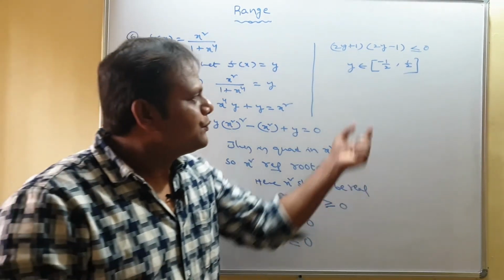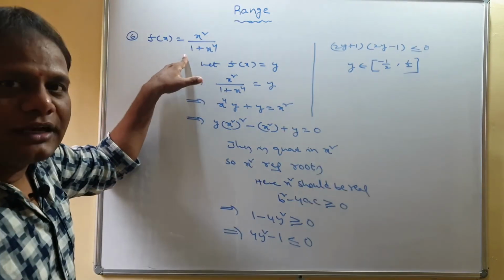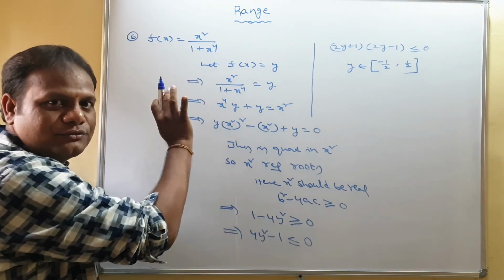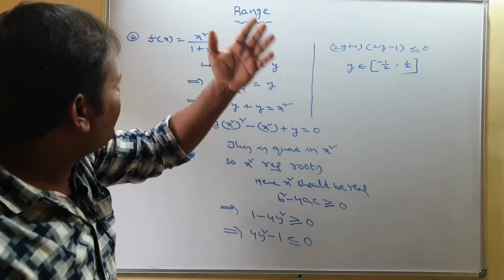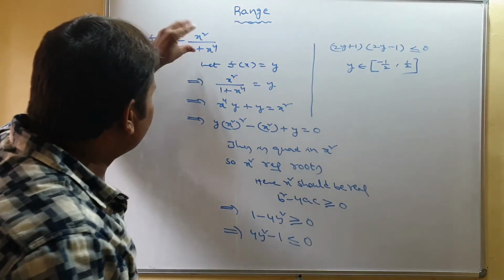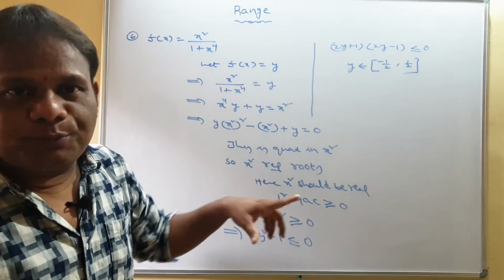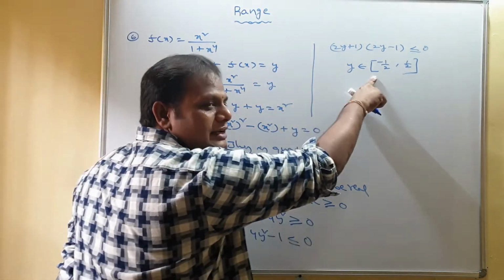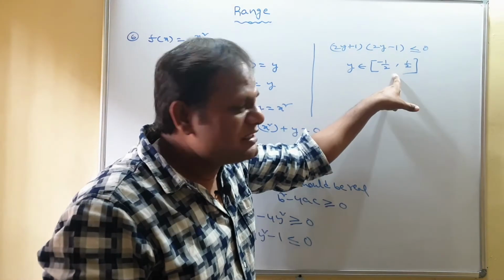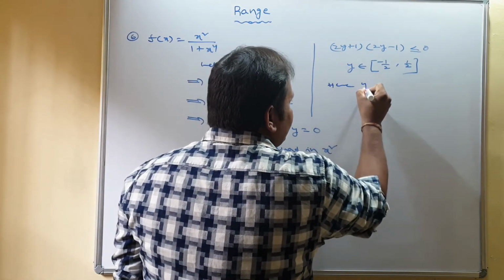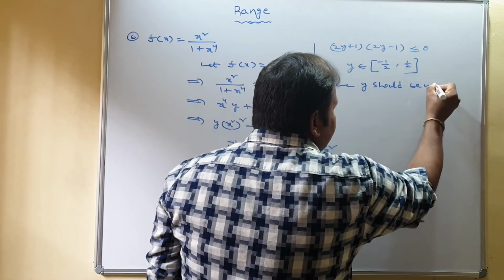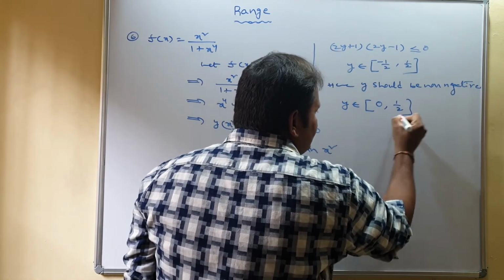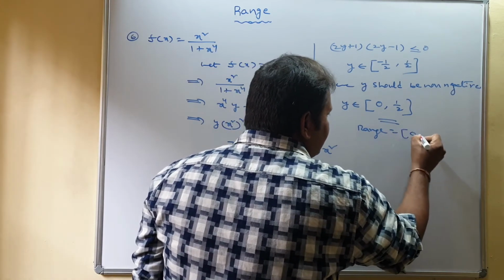But before deciding it is the range, observe this function. x square is never negative, x power 4 is never negative, 1 is positive. So we can't get negative values as output. Even if you give negative inputs, we get only positive outputs. So we can't get any negative values as outputs of the function. That is the reason you neglect all negative values from this interval. So y should be non-negative. You can take y belongs to closed interval 0, 1 by 2. So this is the range of the function: [0, 1 by 2].